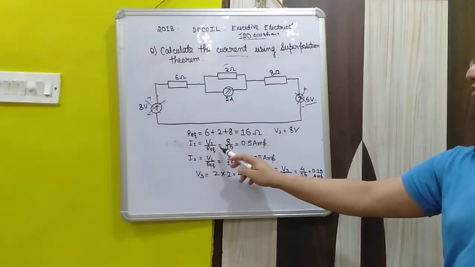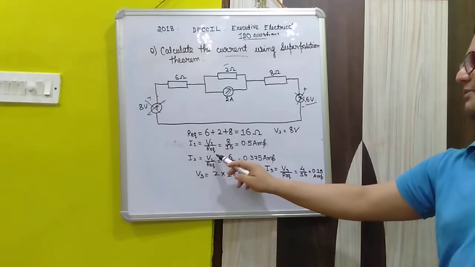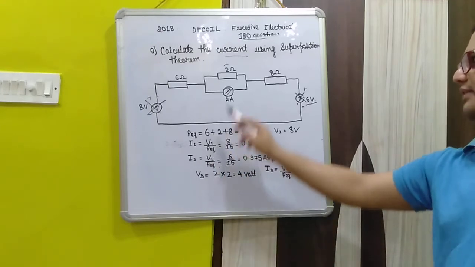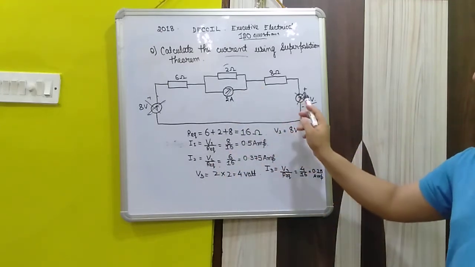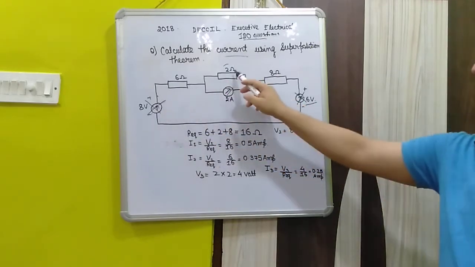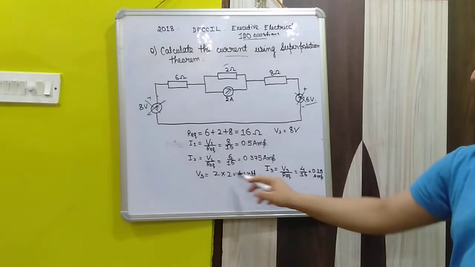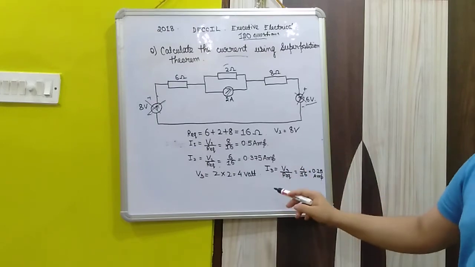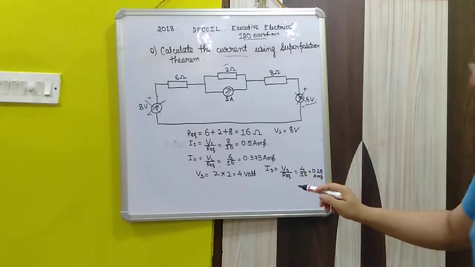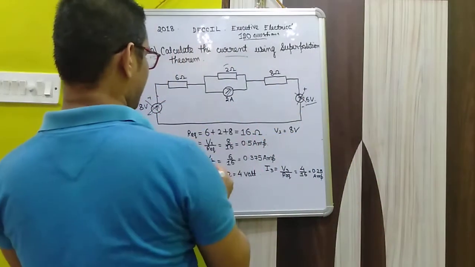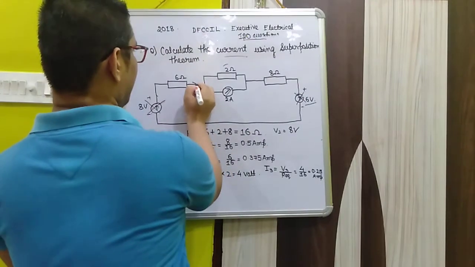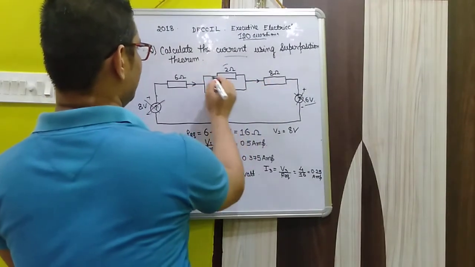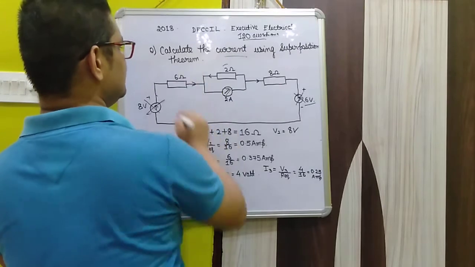Now I hope you have understood how I calculated R equivalent, how I calculated I1, which is V1 by R equivalent, and I2, which is V2 by R equivalent. We calculated V3 by eliminating these two voltage sources, taking this current source, and we got I3. Now we can see that the directions of I1 and I3 are the same, whereas the I2 direction is opposite to that.